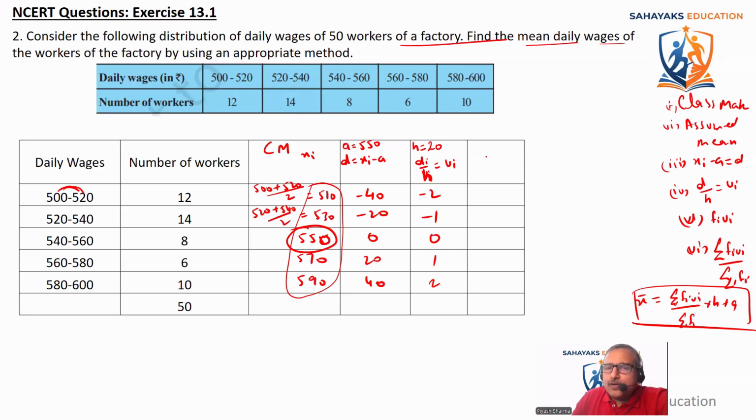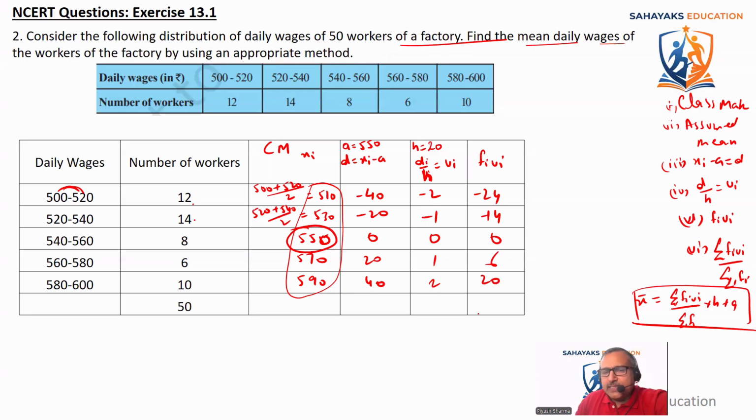Now we are going to find out the fi ui. See, the calculation becomes so easy. See, 12 into minus 2 is minus 24. 14 into minus 1 is minus 14. 8 into 0 is 0. 6 into 1 is 6. And 10 into 2 is 20.